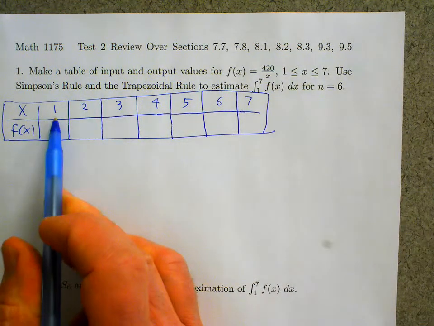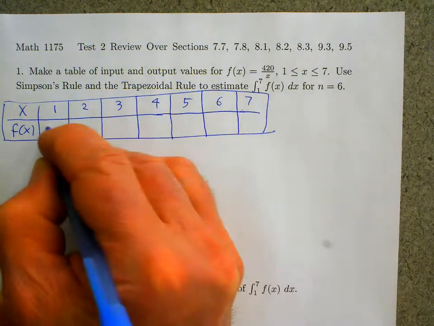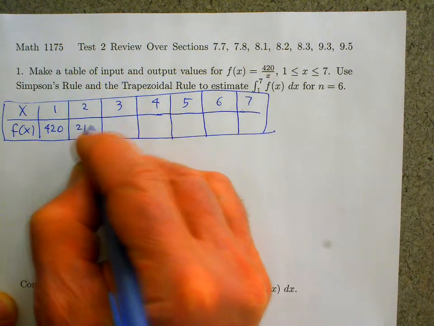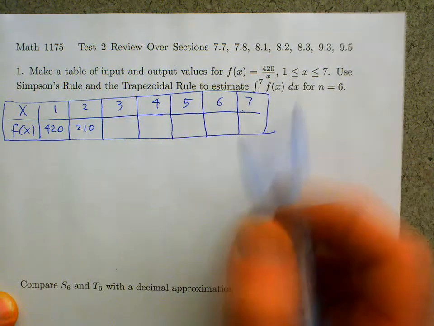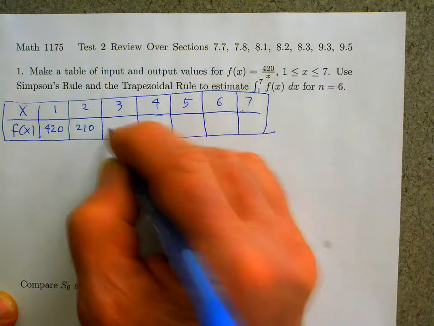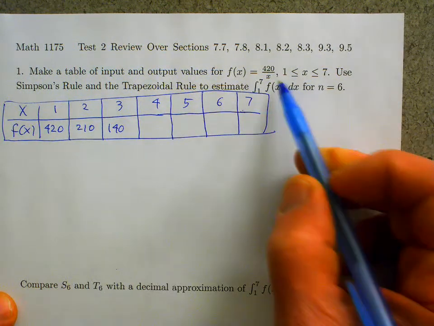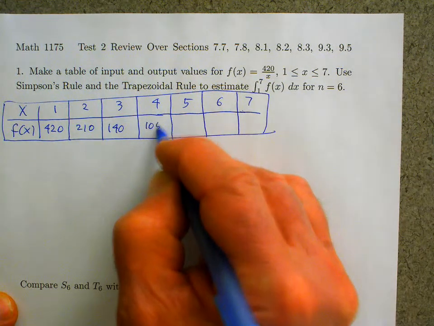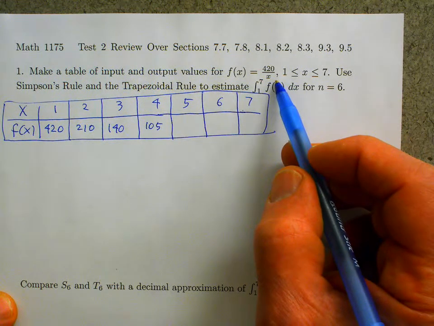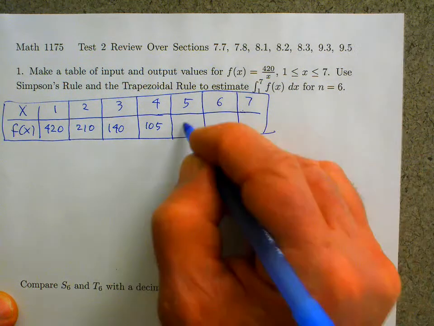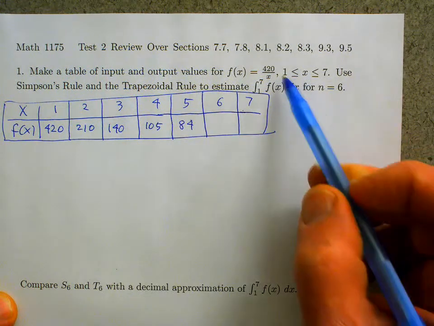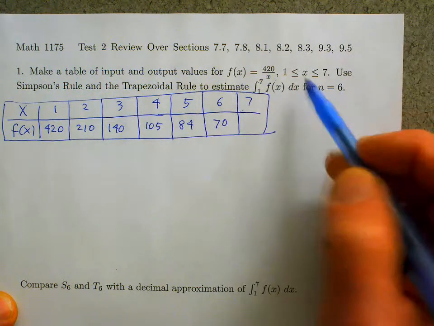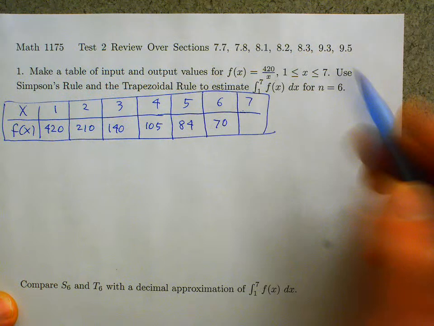Okay, so when x is 1, f of 1 is 420 divided by 1, or 420. F of 2 is 210. F of 3, 420 divided by 3 is 140. F of 4, 420 divided by 4 is 105. F of 5, 420 divided by 5 is 84. And then f of 6, 420 divided by 6 is 70. And f of 7, 420 divided by 7 is 60.